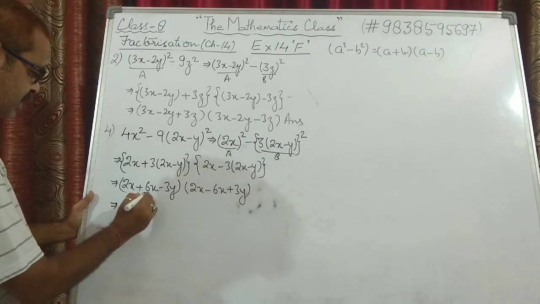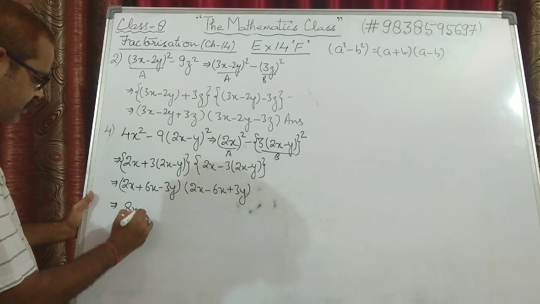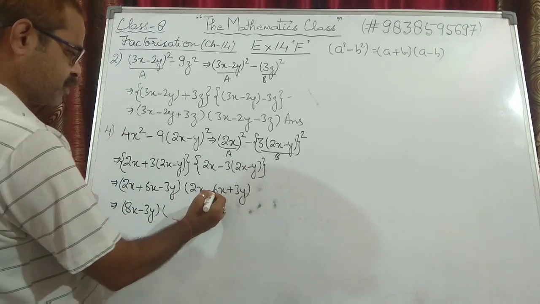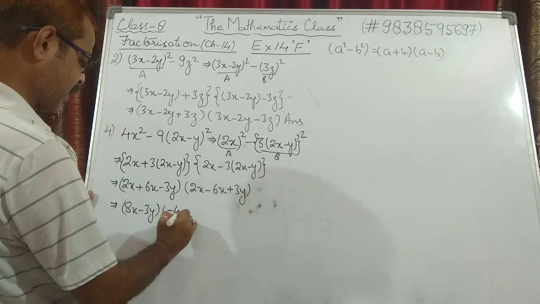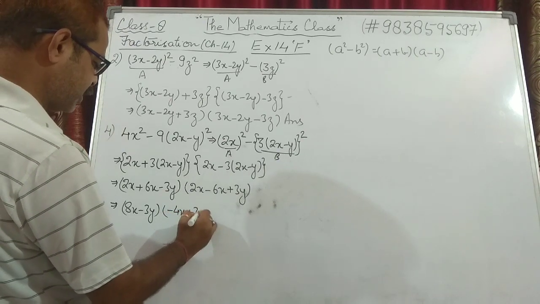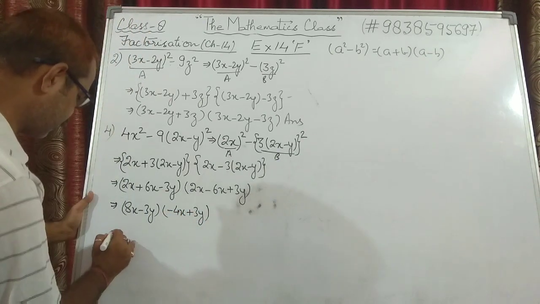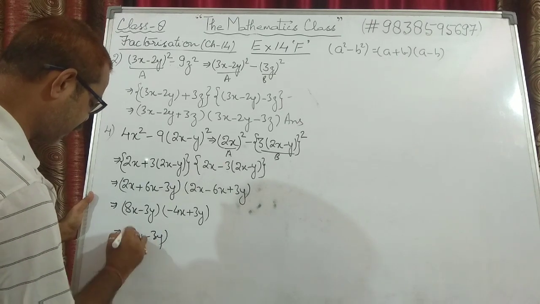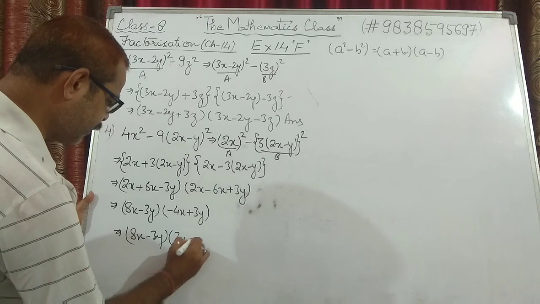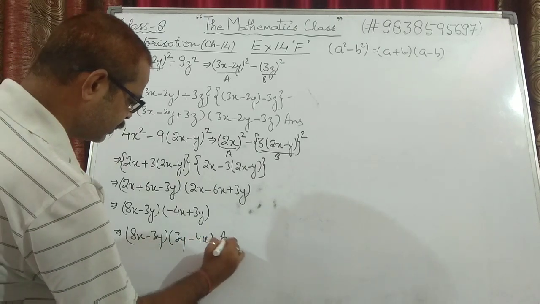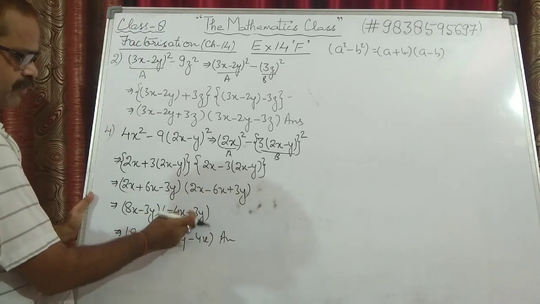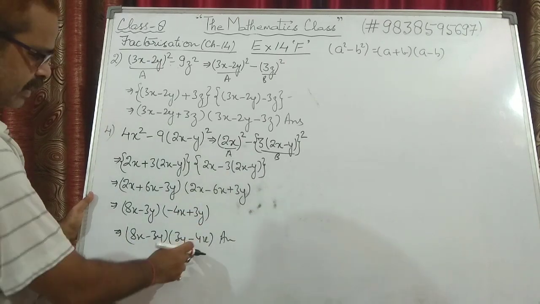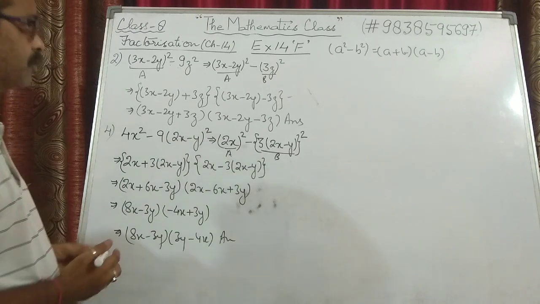So we know that 6x plus 2x will become 8x minus 3y, and here we can say 2x minus 6x is minus 4x plus 3y. This is the answer, or if you want, this can be written as 8x minus 3y and 3y minus 4x. Why? Because this negative just means 3y has come first and minus 4x has gone in the second. So that is the final value.